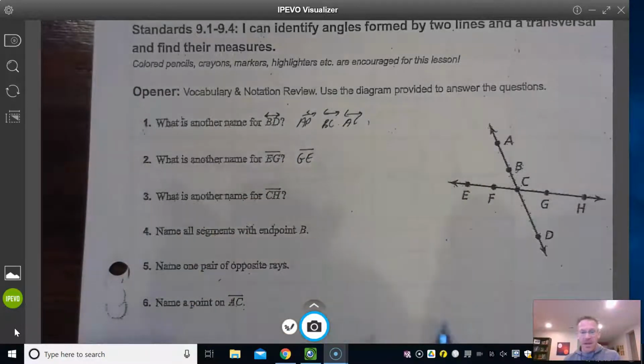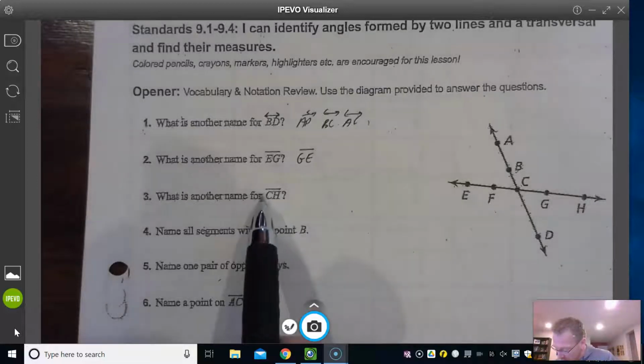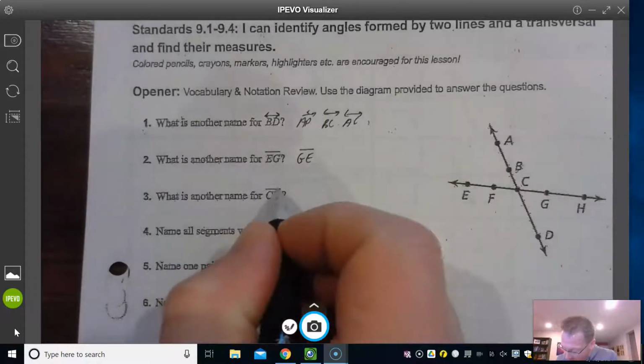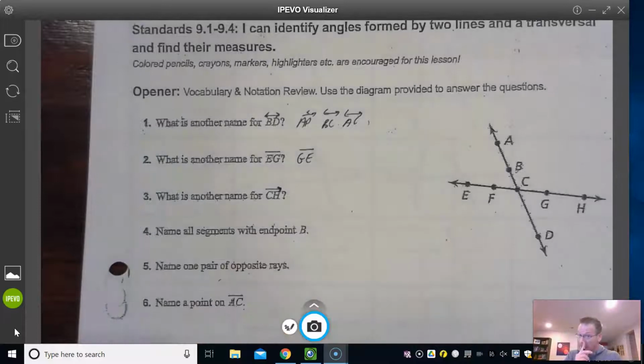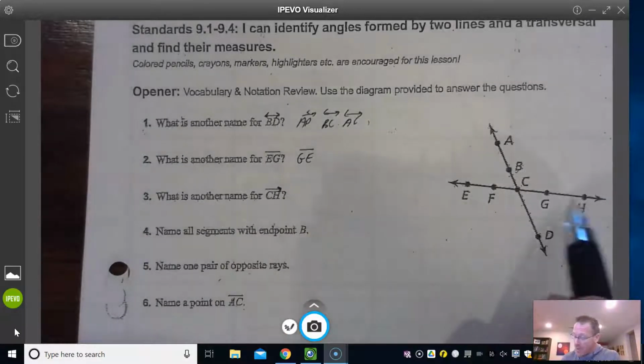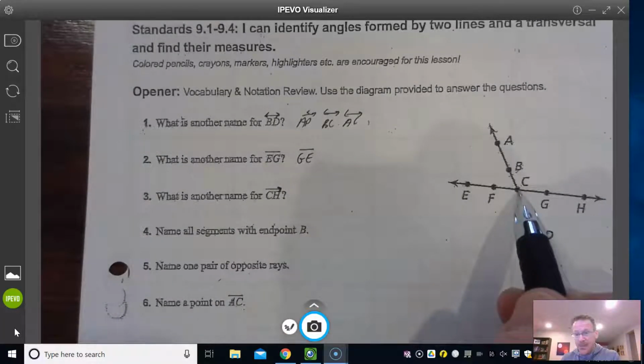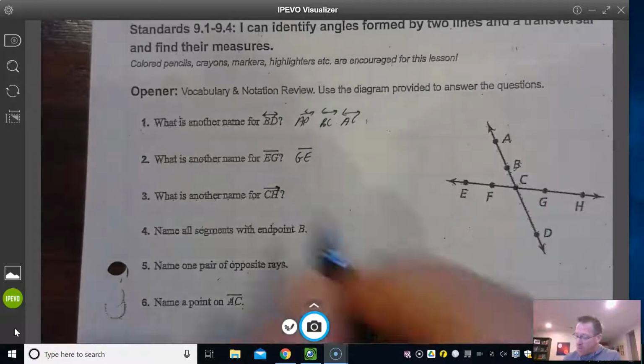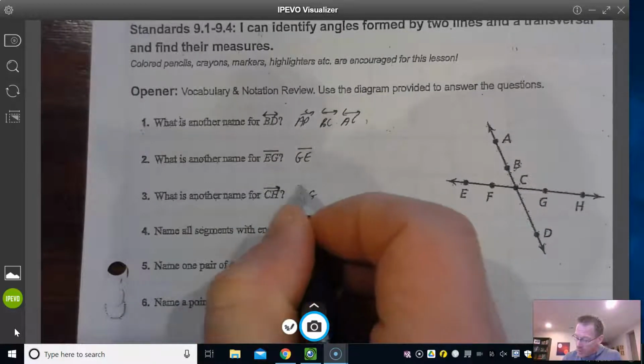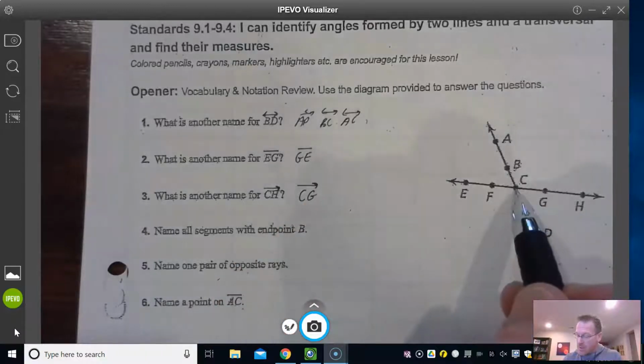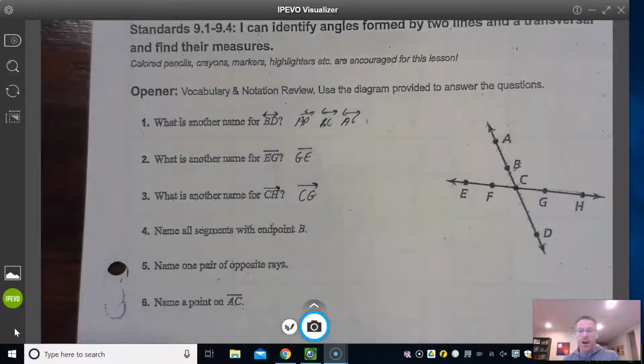And then now notice we have CH. I believe that is a ray. It's a little hard to see. There's really not another way to name CH, because it starts at C, so we have to begin with C every time. Now, notice as we go through H, we could also go through G, and that means the same thing. So I'm going to start at C, and I'm going to go that way.